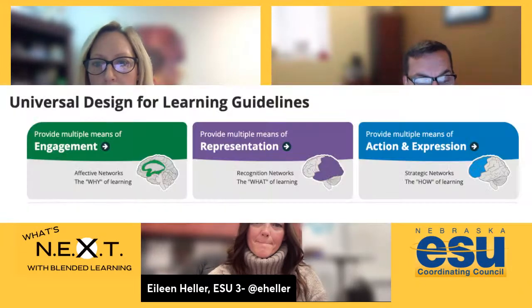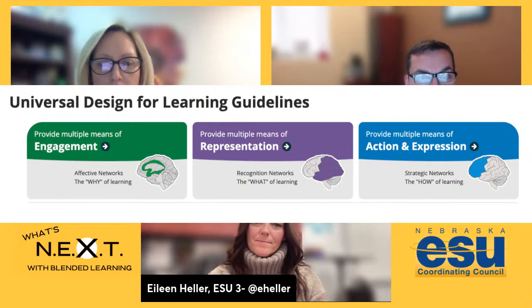Thank you. Yeah. And Jason, go ahead and share a little bit about the overlay of the 3 networks with us, please. Sure. So there's 3 networks, and I'll start by just explaining what all 3 of them are, and then I'll give examples of each of those. So the first one is engagement. The next one is representation, and the last one is action and expression.